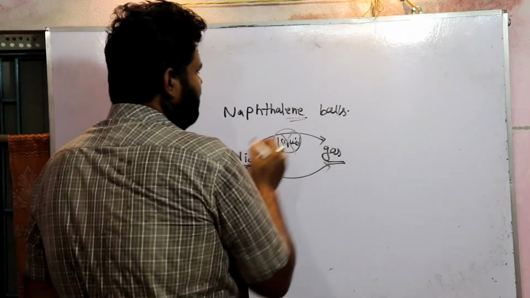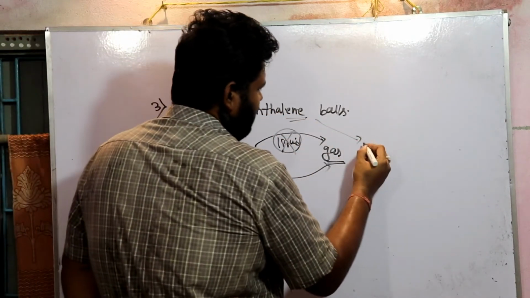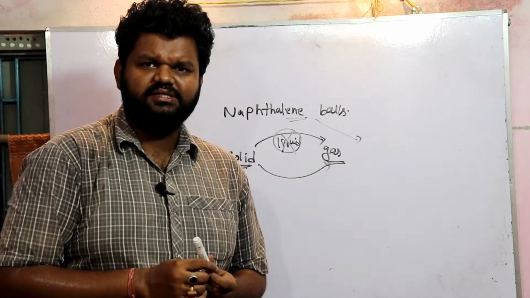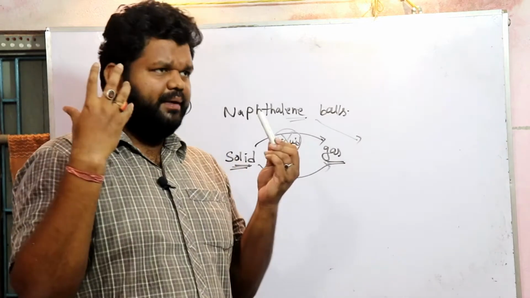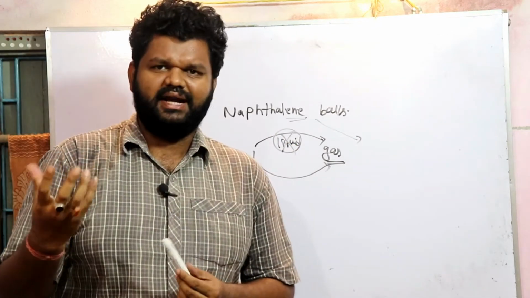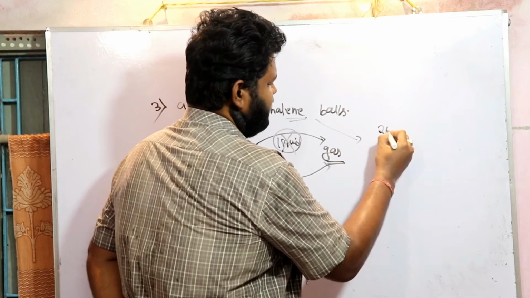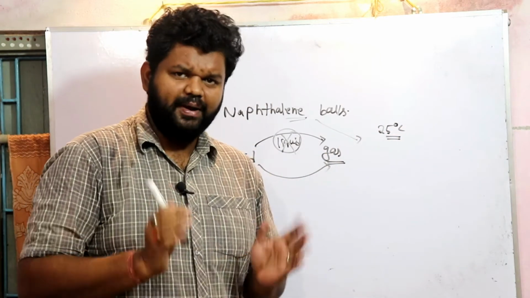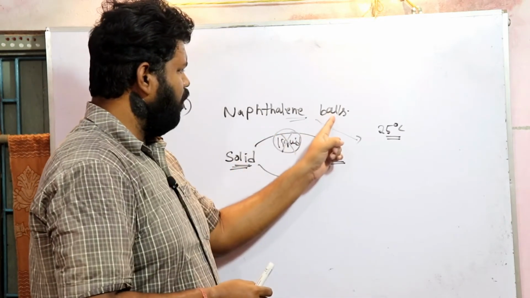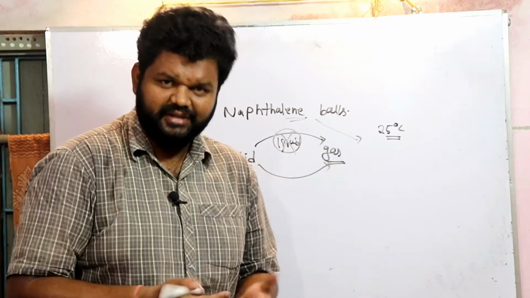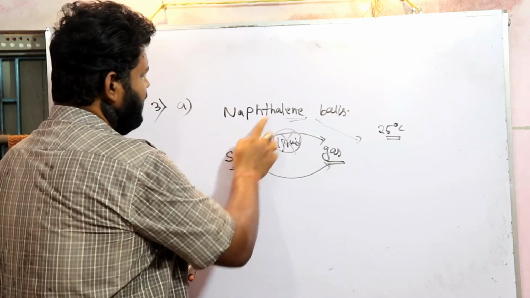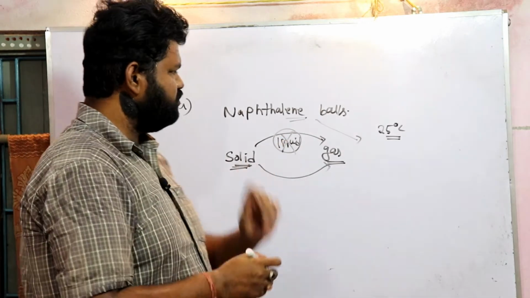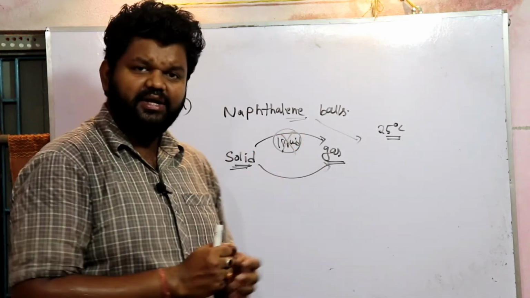In case of naphthalene balls, the temperature required for the sublimation process is very low. That means easily at room temperature, which is generally 25 degrees centigrade, naphthalene balls start to sublimate. That means these solid naphthalene balls are converted into gaseous particles without passing through the liquid state of matter.